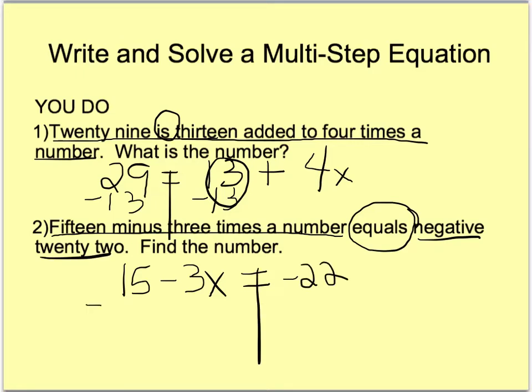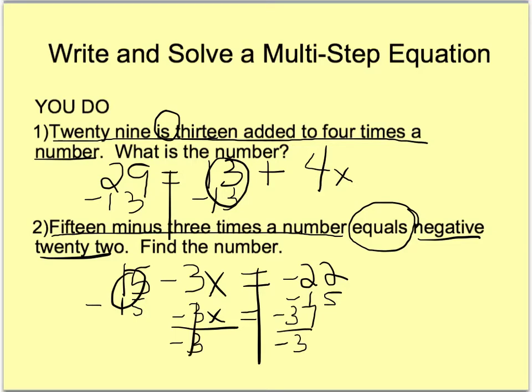So the first thing, I have positive 15, so I'm going to subtract 15 to make it 0, and I'm going to do that on both sides. Here, make sure to remember to bring down the negative sign, negative 3x. So negative 22 minus 15 is negative 37. Okay, and then we're going to divide that by negative 3. So the negative divided by negative becomes positive. Okay, so now I have x is equal to 37/3.